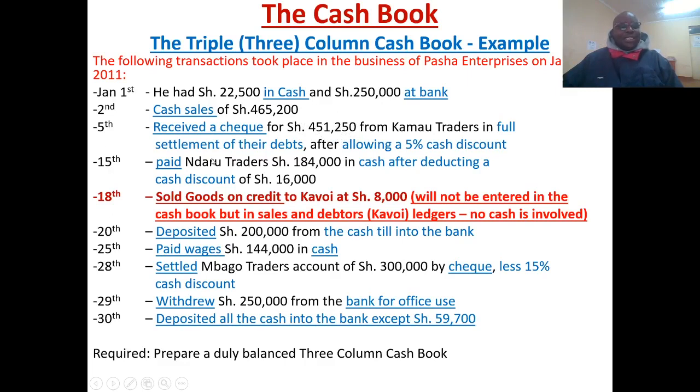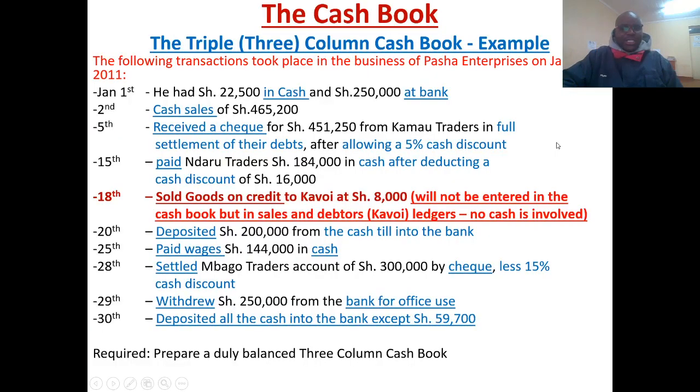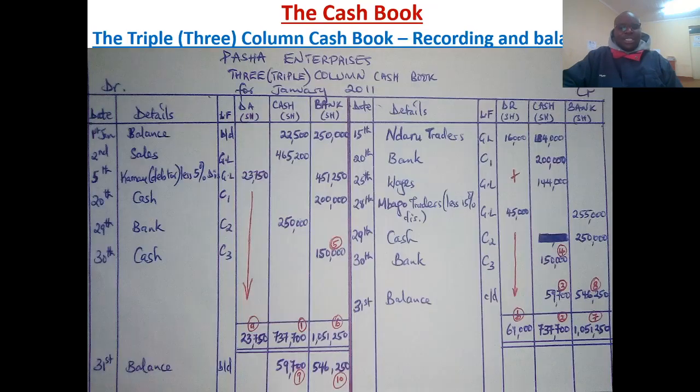Then on 15th, they paid Ndaru Traders 194,000 in cash after deducting a cash discount of 16,000. So they gave out 184,000 to pay Ndaru Traders as supplier after deducting 16,000, which was a discount that they received from Ndaru Traders.